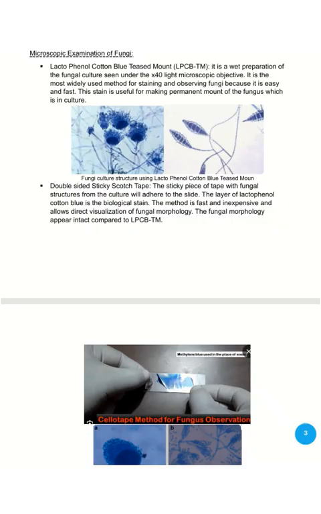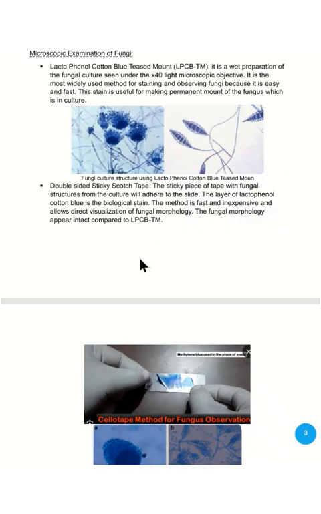So it's very useful to study the fungi hyphae and the spores. And even if they are yeast colonies, you can stain them and examine them under the microscope. So this is one method.